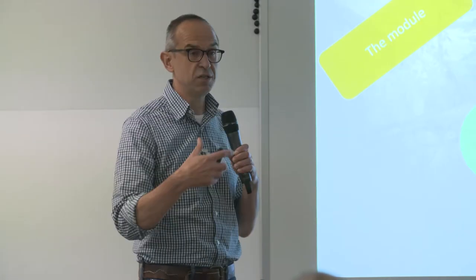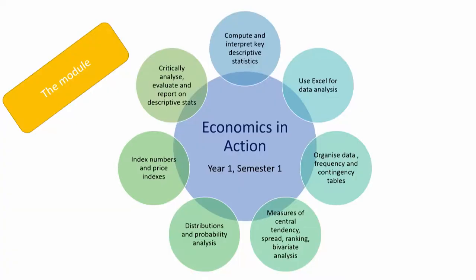What you see on the screen is a little bit what the module does. The module starts very much with the idea of collecting data, organizing the data in contingency tables, frequency tables, looking at the distributions, measuring central tendency, ranking, correlations, bivariate analysis. We look at index numbers, and we look at measures of inequalities as well. And then we finish off by relating distributions to probability analysis and probability theory. Everything is done in Excel.